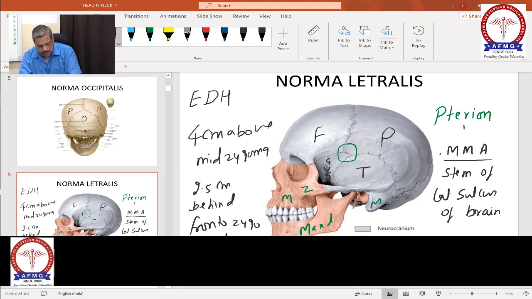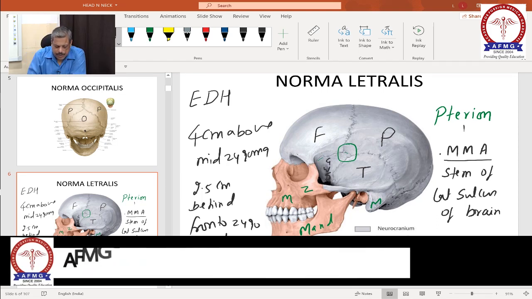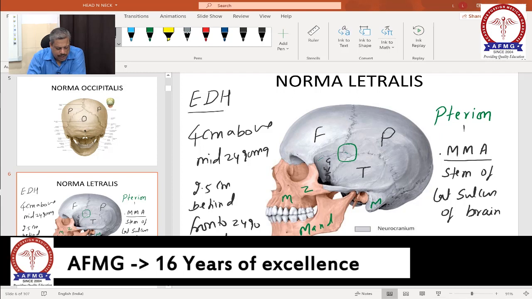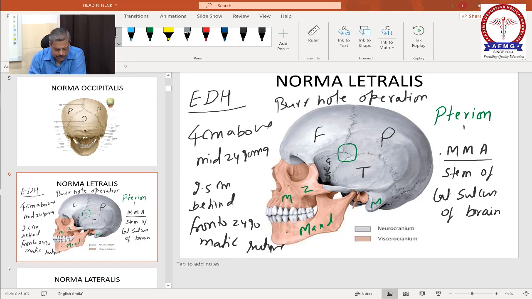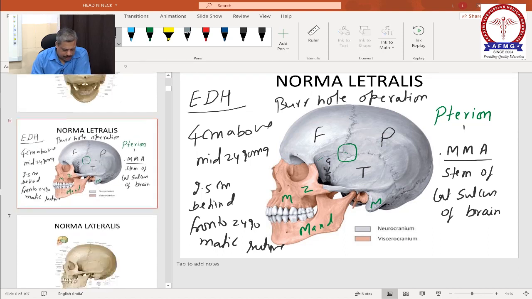So that is why this point is important, because we operate for extradural hematoma around the pterion. And what is the name of the operation? This is the burr hole operation. So these are the significance of the pterion. Multiple times this question has been asked, and it is the weak point of the skull, present in norma lateralis. So these are the features.